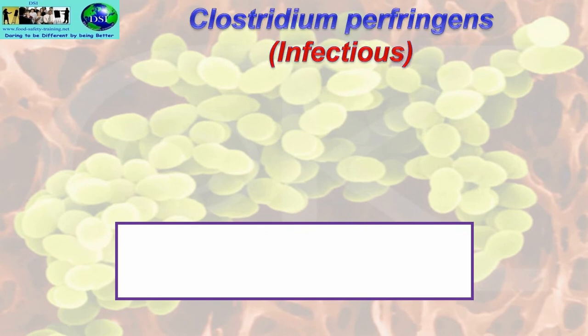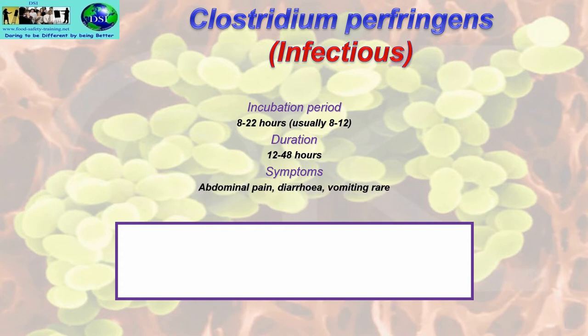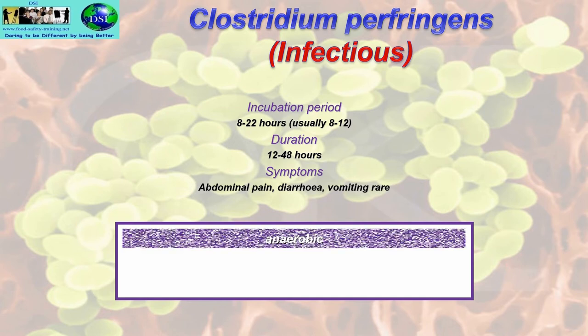Clostridium perfringens are again infectious, which means large numbers cause infection. Incubation period, 8 to 22 hours, typically 8 to 12. Duration of illness, 12 to 48 hours. Symptoms include abdominal pain, diarrhea, but vomiting is rare. So these bacteria affect the bottom end of the body rather than the top end.